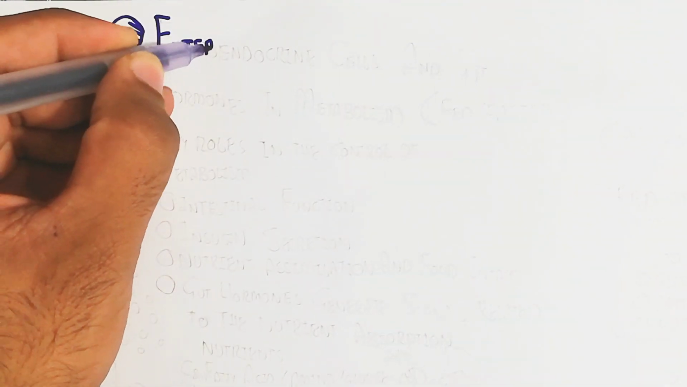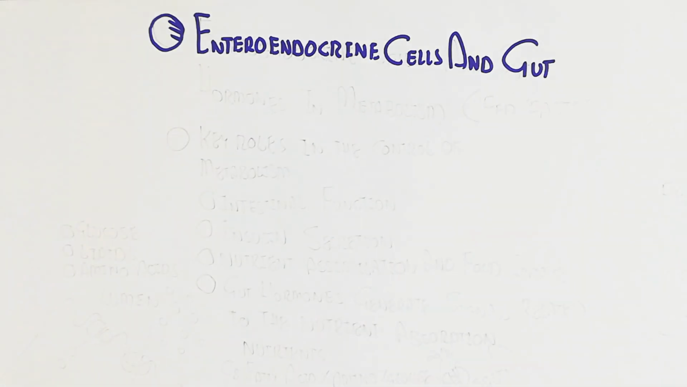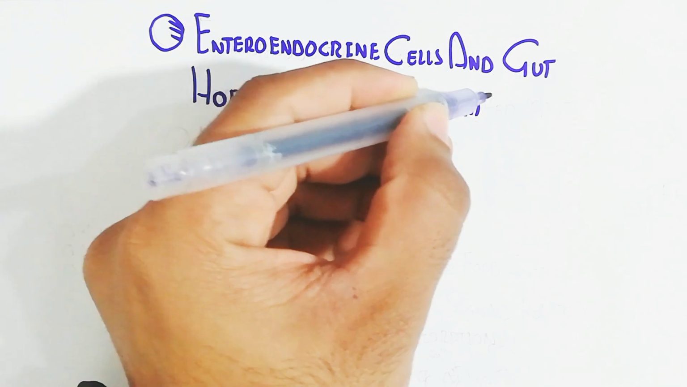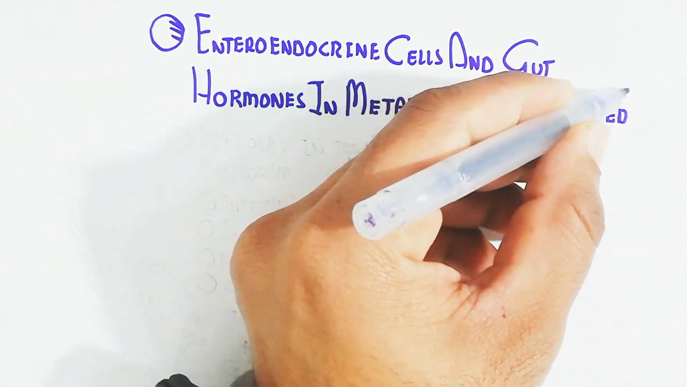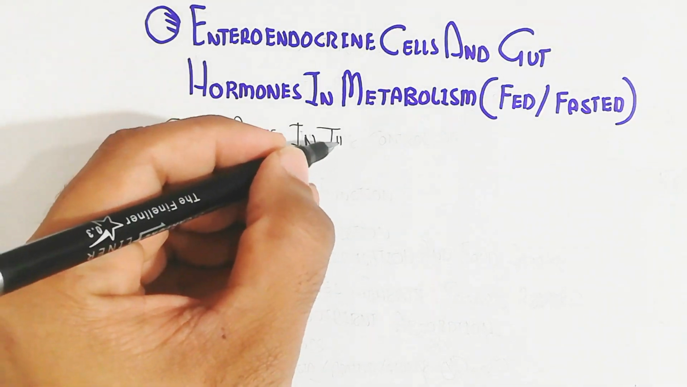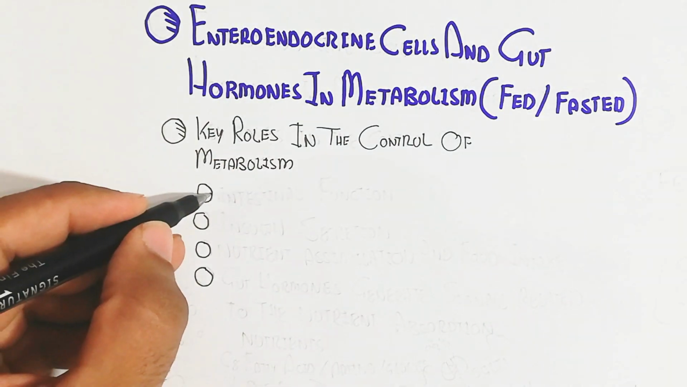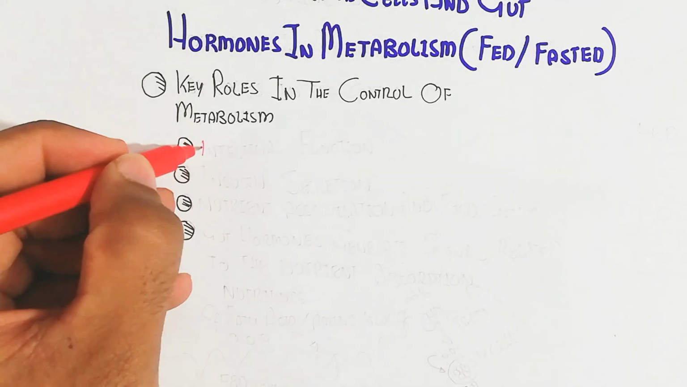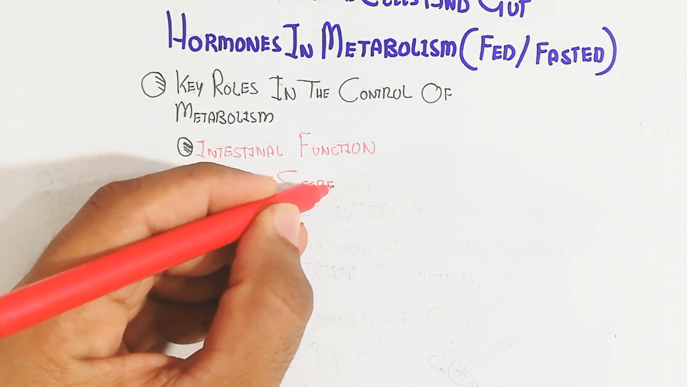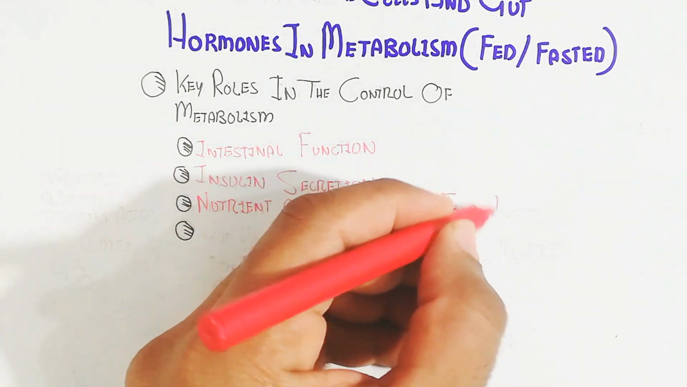Hello, in this video we will understand the enteroendocrine cells and gut hormones in metabolism during the fed state and fasted state. Remember, the enteroendocrine cells are present in the stomach and duodenum and are responsible for the secretion of endocrine hormones for the regulation of appetite and satiety, or hunger and the feeling of satiety. They play a key role in the control of metabolism. We will understand the intestinal function, insulin secretion, nutrient assimilation into the tissue, and food intake due to the enteroendocrine cells.